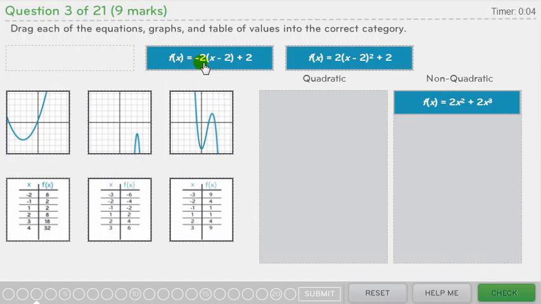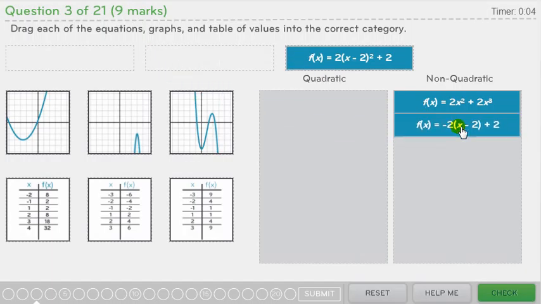f of x equals negative 2 times x minus 2 plus 2 is a linear function. x is raised to the highest power of 1, not a quadratic function. And f of x equals 2 times x minus 2 all squared plus 2 is a quadratic function because x is raised to the highest power of 2.